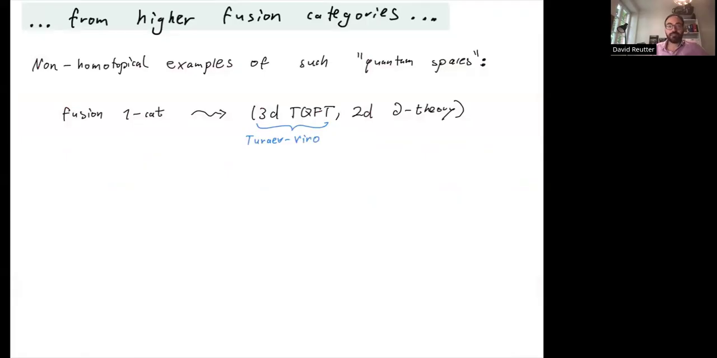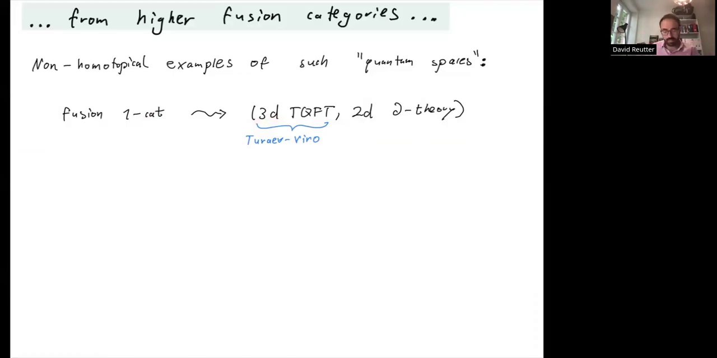For example, if I have a fusion 1-category, an ordinary finite fusion 1-category as we know it, then I think most of you will be familiar with this construction called Turaev-Viro that gives rise to a three-dimensional topological quantum field theory. And this Turaev-Viro theory has a canonical preferred boundary theory. And so indeed, a fusion 1-category gives rise to one of these packages, one of these quantum spaces where the bulk theory is three-dimensional and the boundary theory is two-dimensional.